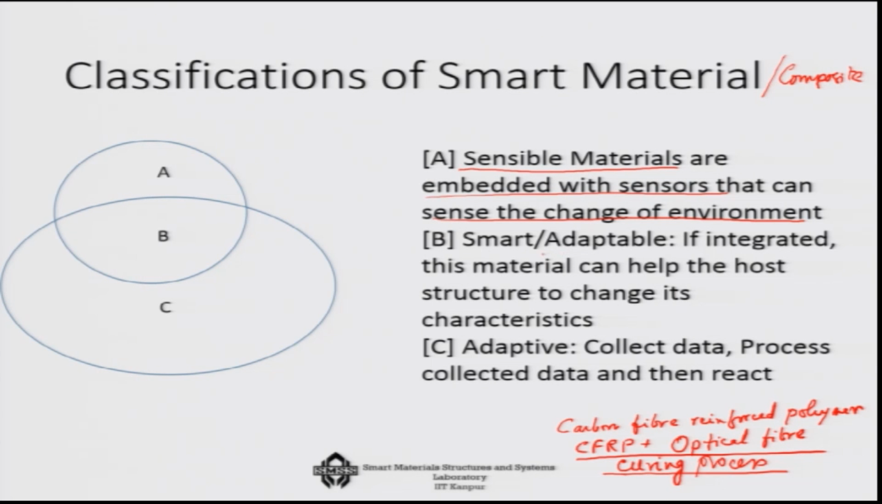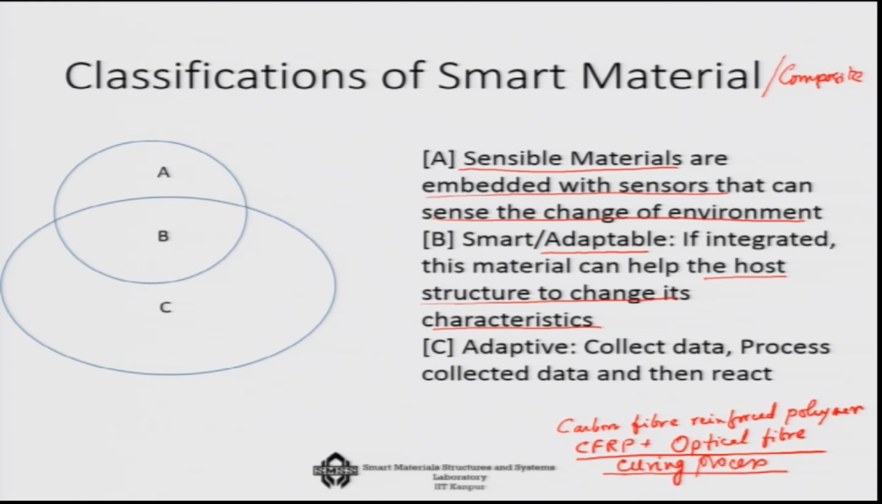One degree further is actually adaptable. In this, if these are integrated, they can actually help the host structure to change its characteristics. Let us say they can help the host structure to change its modulus of elasticity, or to change its geometric shape, or to change its stiffness, or to change the viscosity in some cases.